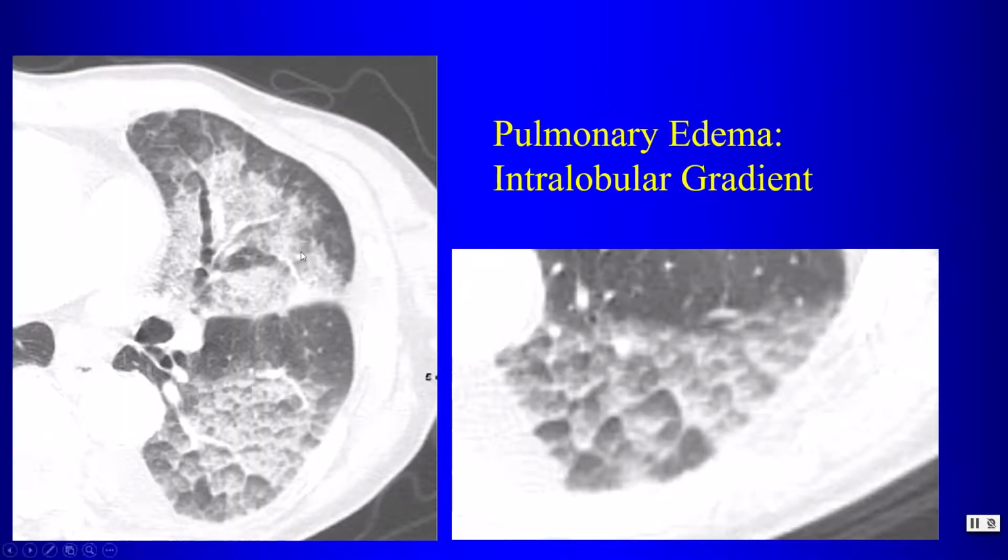And then here in this example, we have the centrilobular ground glass opacities with interlobular septal thickening. Notice when we actually look inside the lobule, you can see a gravitational gradient where the ground glass seems to be denser along the dependent portion of the secondary pulmonary lobule. So an actual intralobular gradient here in somebody with pulmonary edema.